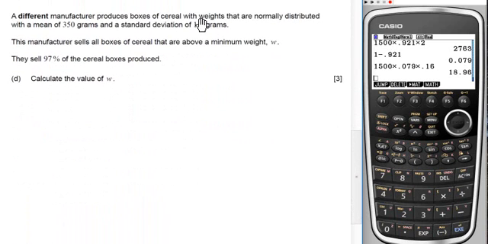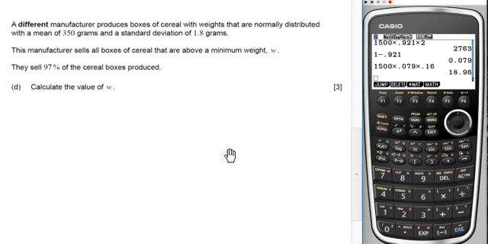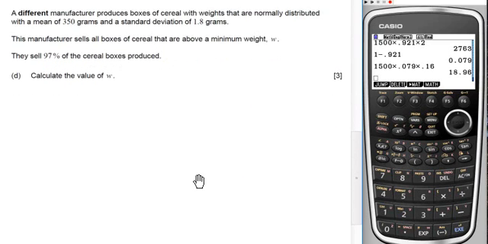A different manufacturer manufactures boxes of cereals in weights that are normally distributed. Okay, well, clearly you've got the same kind of problem. It's normal. Different parameters. So you could start by showing off something you don't need to do, but something that might help you understand the situation now. You've got another normal distribution. And you should understand straight away that it looks something like this. 350 and a standard deviation of 1.8.